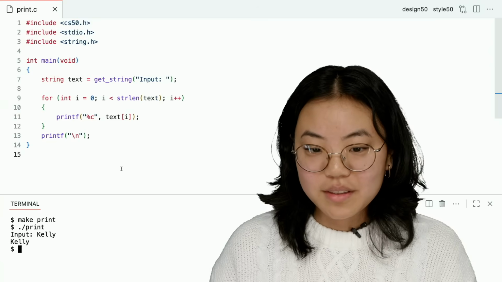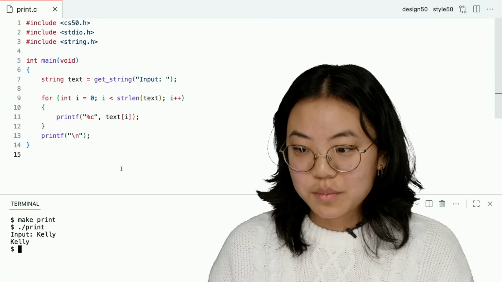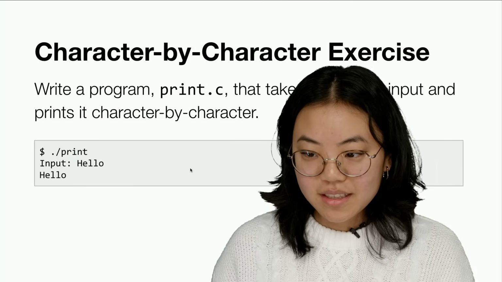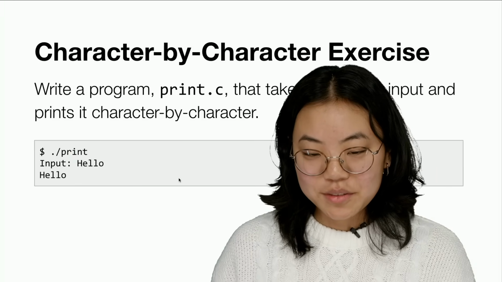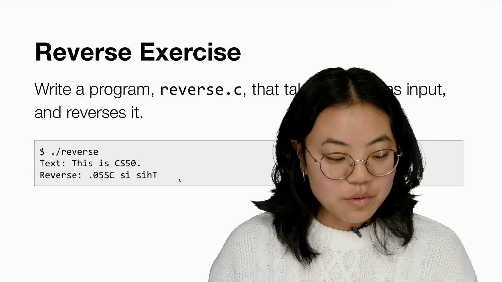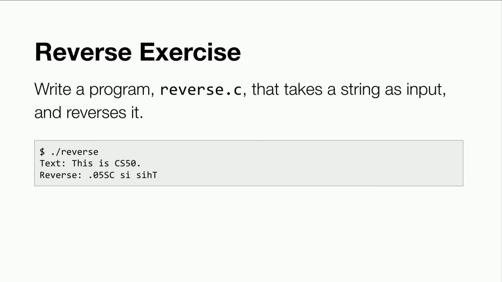Any questions about this exercise? Feel free to put them in the chat. And we're actually going to take this and extend it a little bit, do something fun with it. So we want to write a program reverse.c that takes a string as input and then actually reverses it. So the last character becomes the first character, and so on.